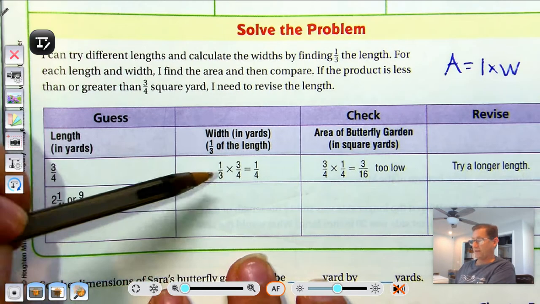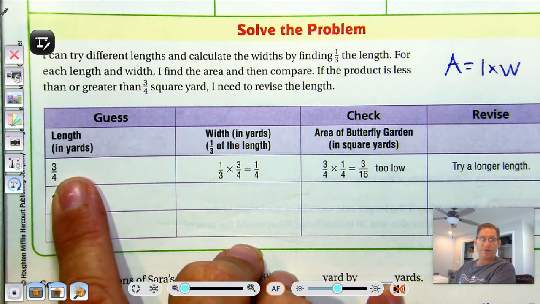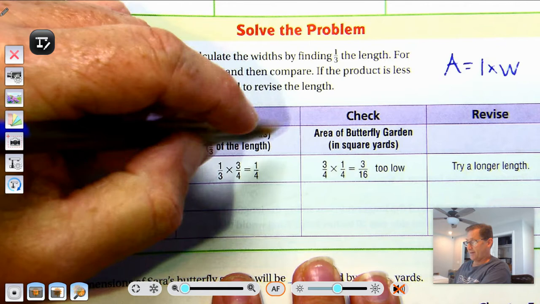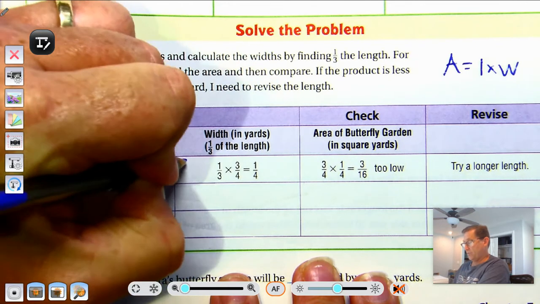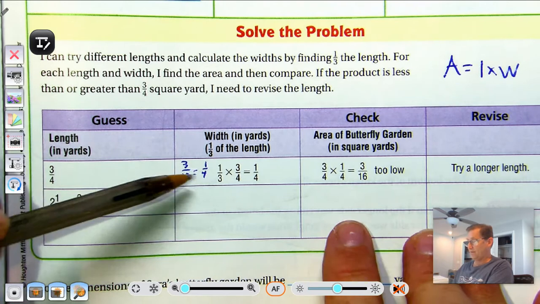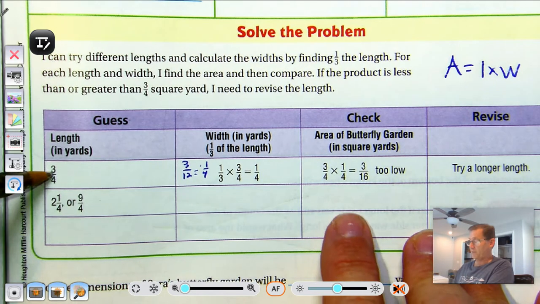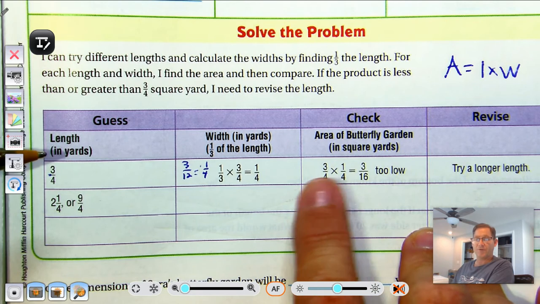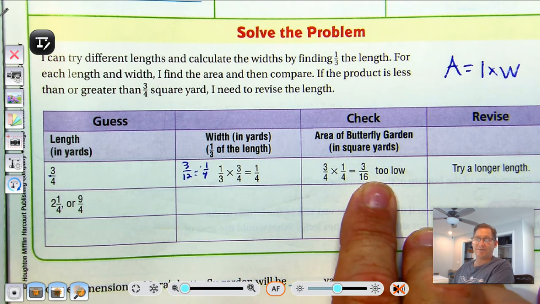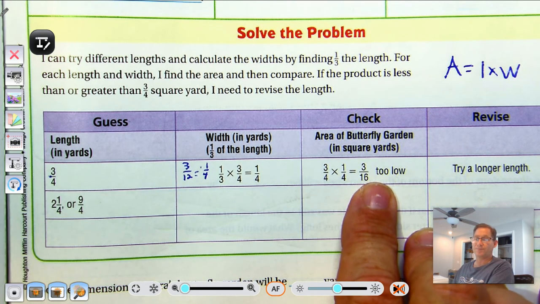Let's try it. They're saying the length would be 3/4. So the width is going to be 1/3 of that. So 3 times 1 is 3, and 3 times 4 is 12, and that gets reduced to 1/4. All right, well, now if we're saying the width is 1/4 and the length is 3/4, we multiply length times width. 3 times 1 is 3, and 4 times 4 is 16. Well, 3/16 is not equivalent to 3/4. Okay, so that's too low.